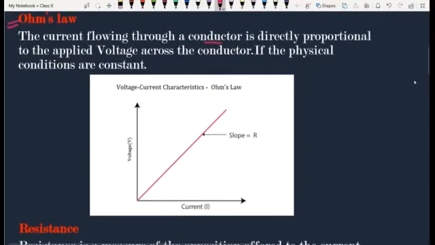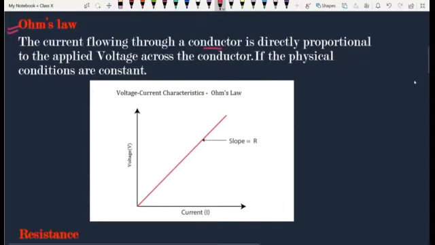Ohm's law. The first topic is Ohm's law. Ohm's law states that the current flowing through a conductor is directly proportional to the applied voltage across the conductor if the physical conditions are constant. So this is a very important condition. If the physical conditions are constant, especially the temperature.